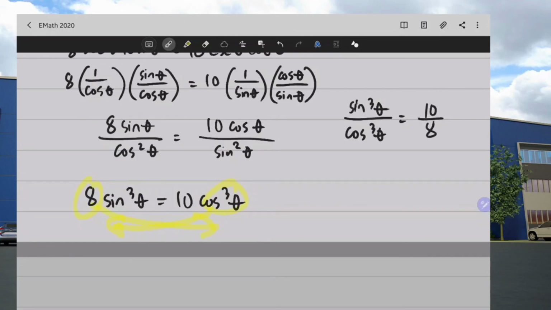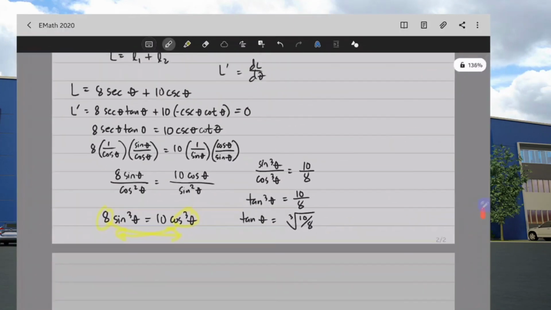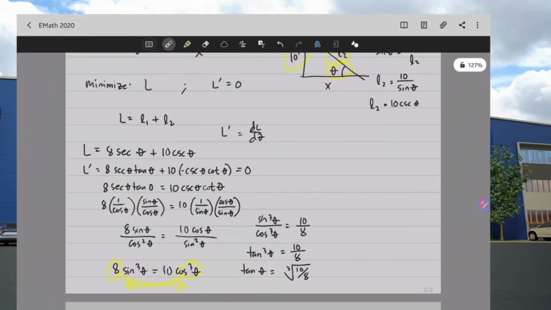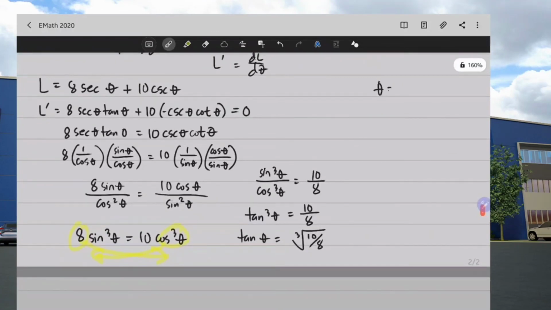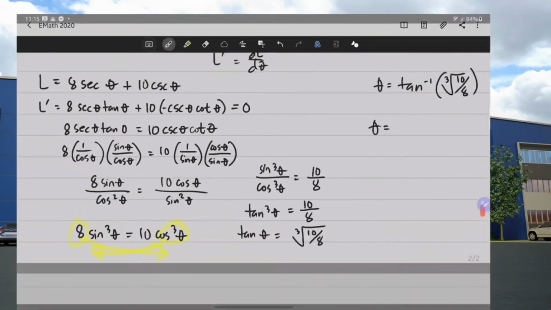So sine cube theta over cosine cube theta is the same as tangent cube theta. That's equal to 10 over 8. Okay? Then, if we take the cube root of both sides, we'll have tangent theta equal to the cube root of 10 over 8. So, if we want to solve for theta now, theta is equal to the arctangent of the cube root of 10 over 8. So, ma-obtain na natin yung theta as, okay, gamit tayo ng calculator.